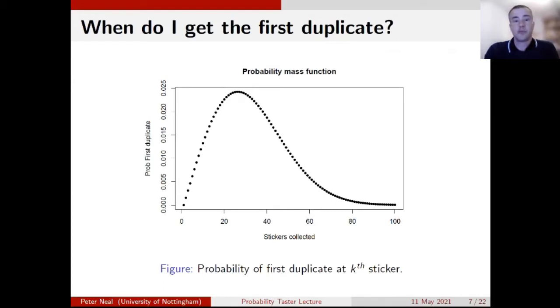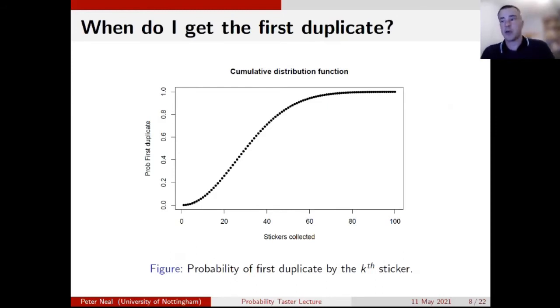Alongside this probability mass function, the probability of any particular outcome, we can look at the cumulative distribution function. So the cumulative probability that we've got a duplicate by a certain number of stickers. Here we can see that by the time we've got 20 stickers, there's about a 20-25% chance that we've got a duplicate. And certainly by the time we got to 60 stickers, it'd be really quite unlikely that all our stickers are distinct. There's about a 95% chance that we'll have at least one duplicate.